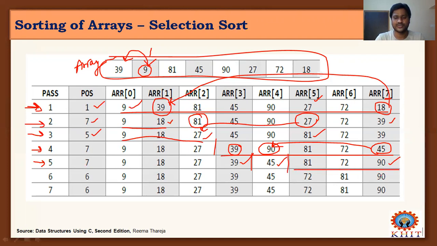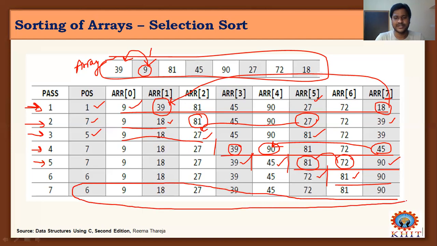And among the rest, check this one. 72 is the smallest of this one. So swap with 81 at this position. So 72 here, 81 here. And up to this one is sorted. And among this, 81 is smaller, keep as it is. So finally, after this pass, all these elements are sorted out, in sorted order, right? Got it? This is the process of applying selection sort.